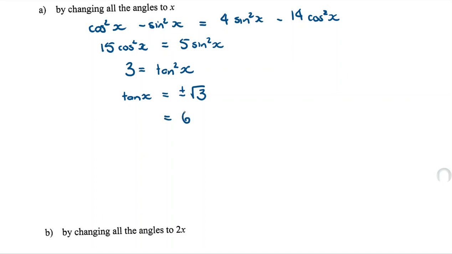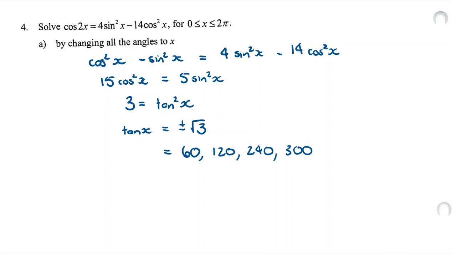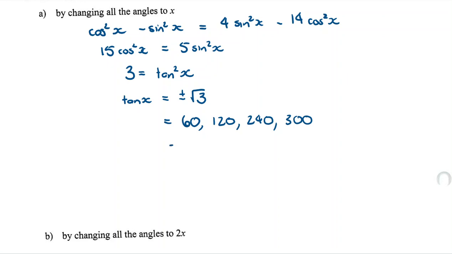60. So in the first quadrant, it's 60. In the second quadrant, 120. In the third quadrant, 240. And then 360 minus 60 is 300. I had to go all the way up to 360 degrees because I need it in 2 pi, and then convert each of those into radians. Okay? What do you think? Not too bad?